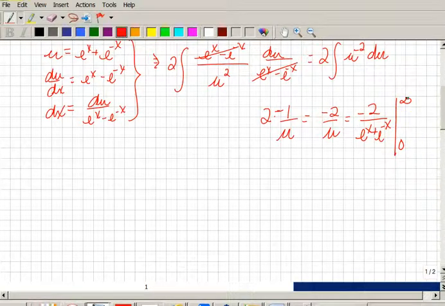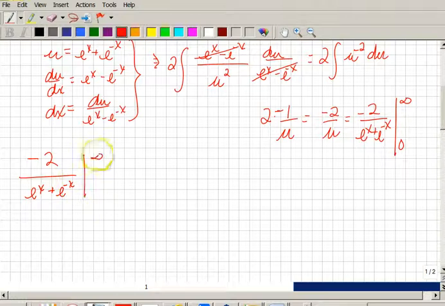Well, the easier one to do, let's do the denominator first. Let me come back over here to the left. E to the x plus e to the negative x, infinity from 0. If you put a 0 in there on the bottom, you get e to the 0 plus e to the 0, which is 2. So we get negative 2 over 2, which is negative 1.